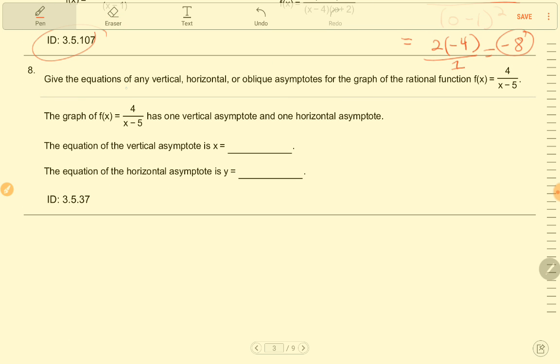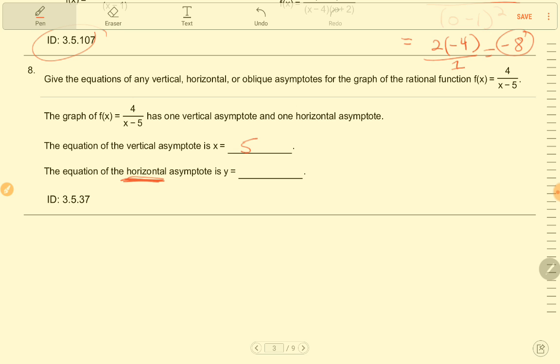Number 8, give the equations of any vertical, horizontal, or oblique asymptotes for this rational function. Easy. The vertical asymptote will be at x equals 5, because that would make the denominator 0. The equation of the horizontal asymptote is, okay, so it's already telling us that we have a horizontal asymptote. It's kind of giving it away. But let's see.